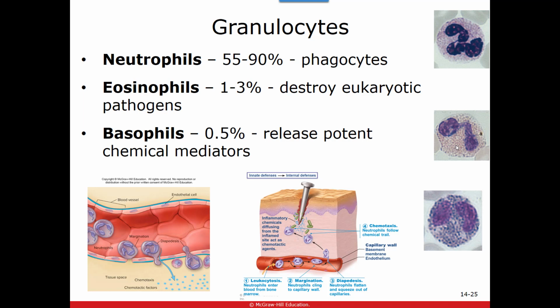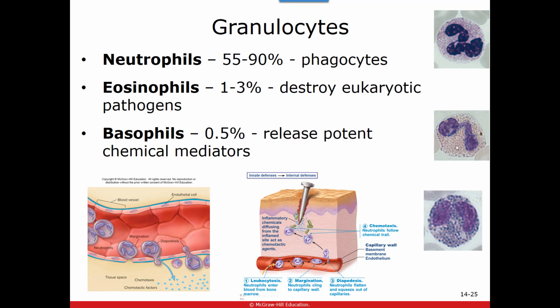Now, the neutrophils, one of their main jobs is to phagocytize different types of foreign invaders, and we'll get to phagocytosis, but it's a big phagocyte. And out of the 5 white blood cells, it is by far the most predominant one. Somewhere between 55 and 90% of all white blood cells are neutrophils.